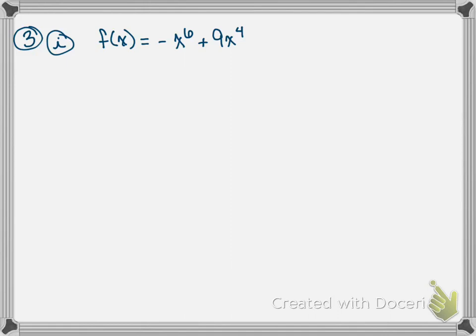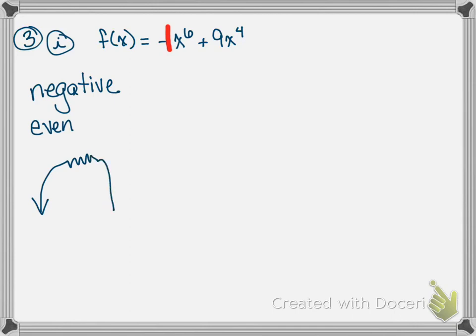Now, we have a negative 1 right here. That's something that we're going to keep in mind. The other thing is our highest exponent here is 6. So we have a negative leading coefficient, and we have an even exponent. So the end behavior of our graph is going to go down, and they're both going in the same direction. Okay, so it's going to look something like this. We don't know exactly, but it's going to look something like this.